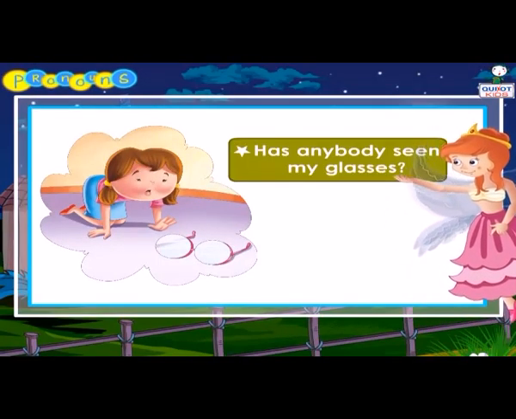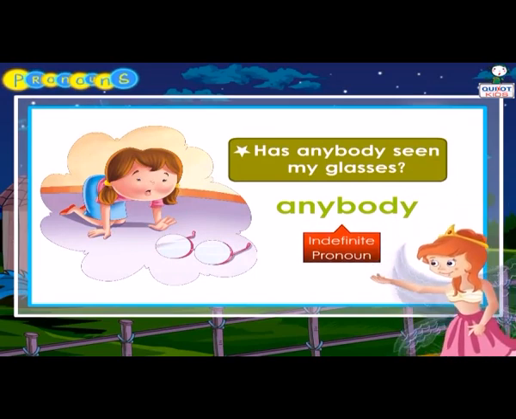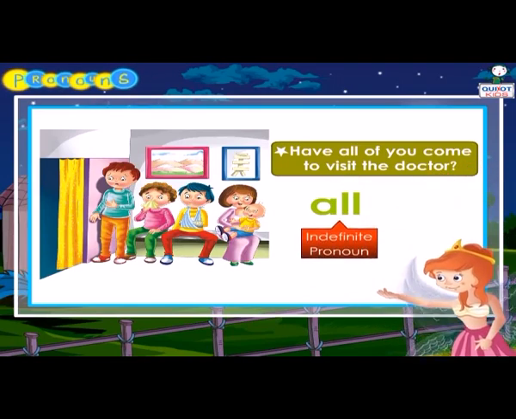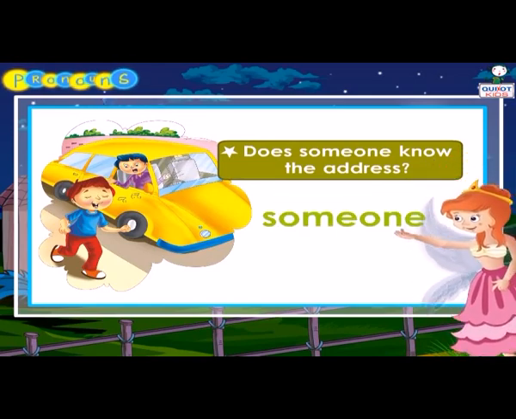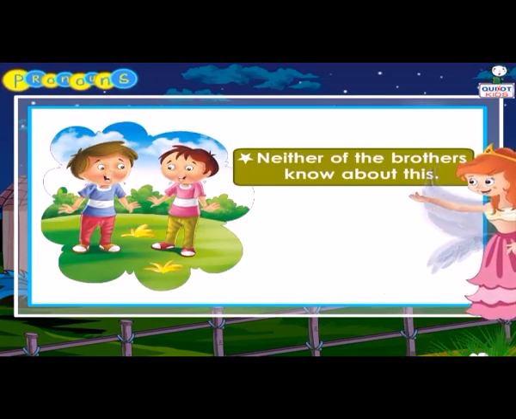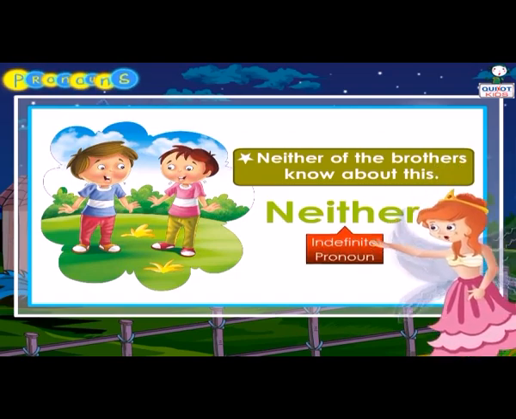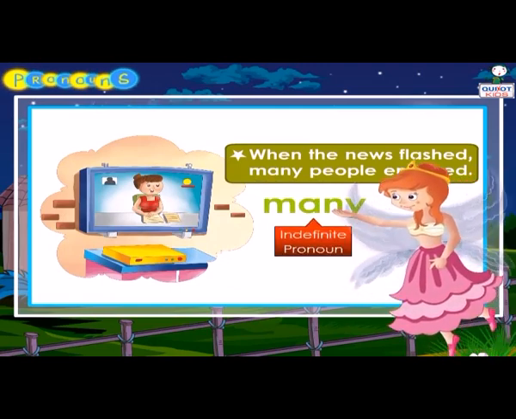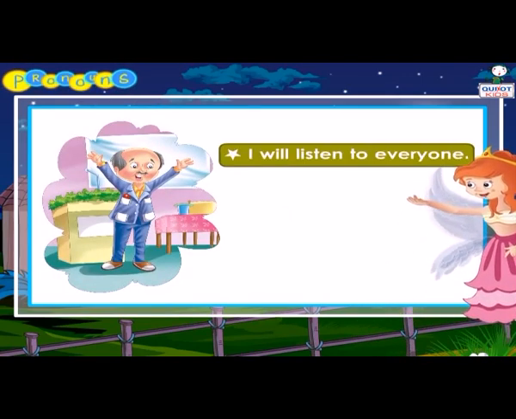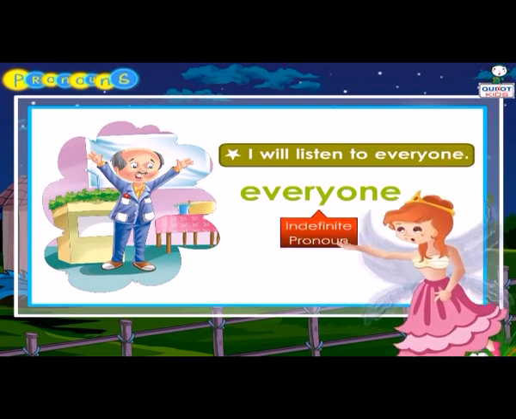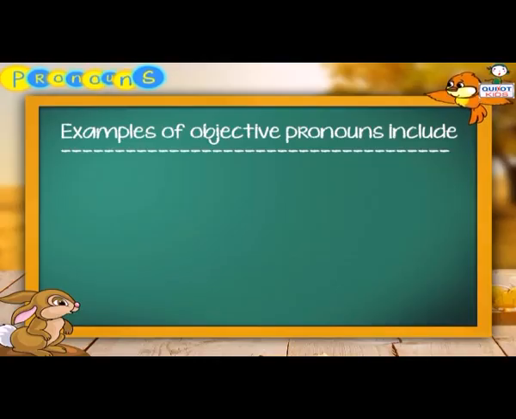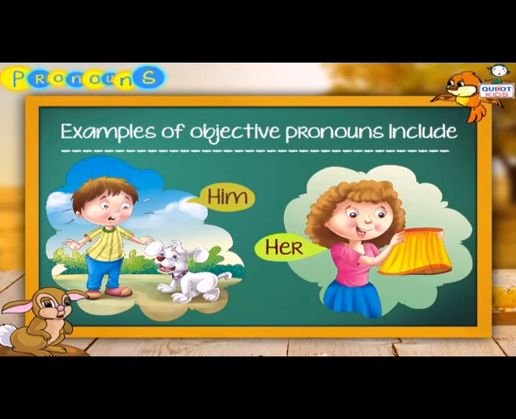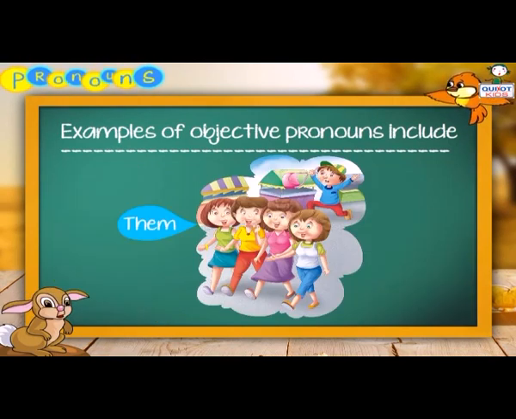Has anybody seen my glasses? Anybody is indefinite pronouns. Have all of you come to visit the doctor? All is indefinite pronouns. Does someone know the address? Someone is indefinite pronouns. Neither of the brothers knows about this. Neither is indefinite pronouns. When the news flashed, many people inquired. Many is indefinite pronouns. I will listen to everyone. Everyone is indefinite pronouns. Examples of objective pronouns include me, you, him, her, us, it, and them.